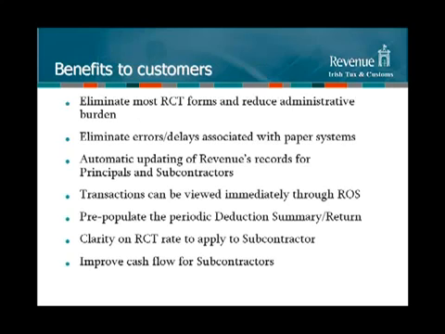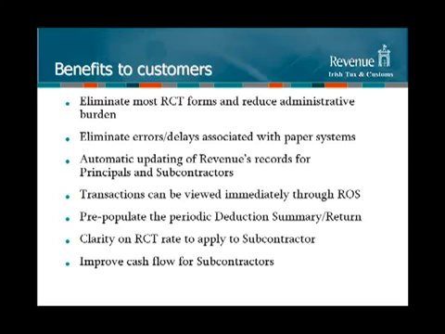The operational benefits for businesses and Revenue in the new system include the removal of the bulk of paper from the system and moving it to electronic automated channels. In addition, certain processes will be eliminated altogether. For example, the application process for payment cards and the submission of the annual RCT 35 return. The information provided electronically by principals will be used to automatically update the tax records of principals and subcontractors and also pre-populate the periodic deduction summary which will become the return.